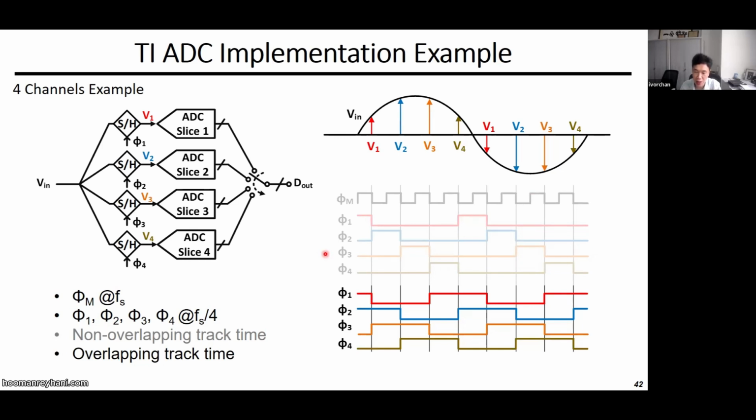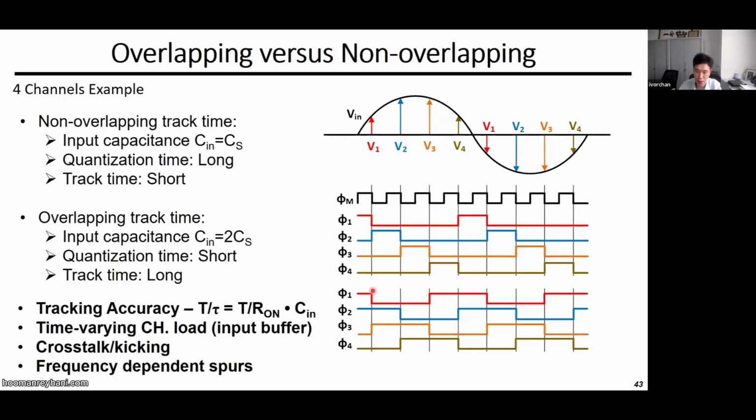So this overlapping track time means you still have the same sampling instant. The moment is the same. However, the track time actually is extended so that there will be overlapping track time between channels. So now let's see what is the problem of this overlapping.